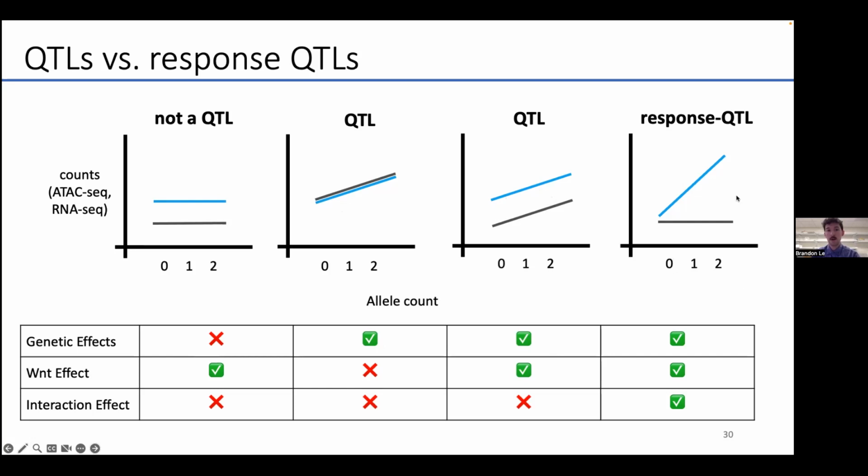So lastly, here's a response QTL where under baseline conditions, we see no genetic effect, and under Wnt stimulated conditions, we now see a stronger genetic effect. So basically, when we see a change in slope that's significant between the baseline and the Wnt stimulated context, we can infer a response QTL.